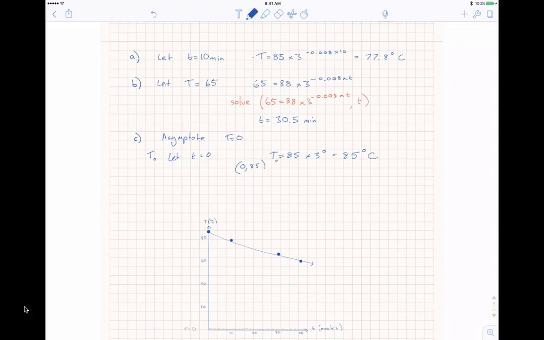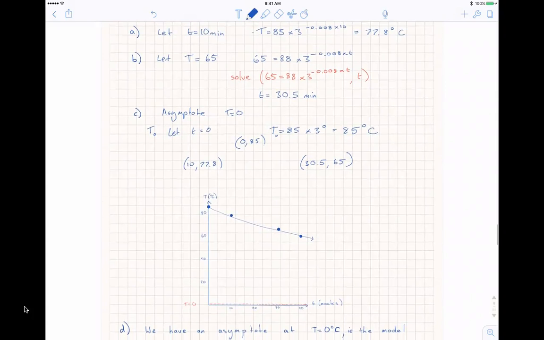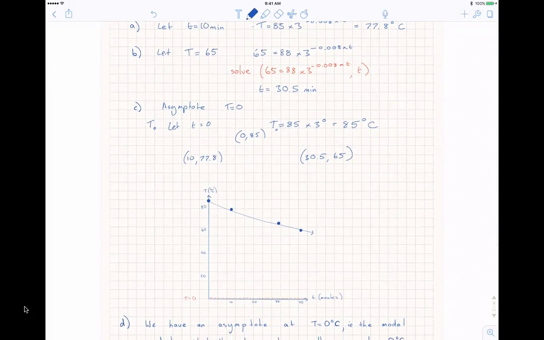Now we've got some other points that we've already identified. We've got the point (10, 77.8) from part A, and from part B we've got the point (30.5, 65). So I've just plotted those onto a graph of temperature versus time. So I've got the point here (0, 85), then the point here which is (10, 77.8), and I've got (30.5, 65).